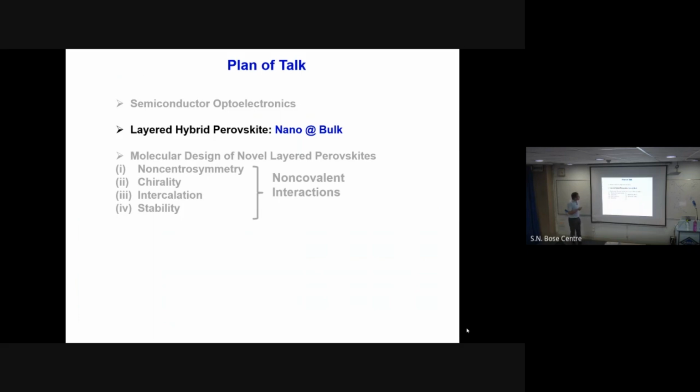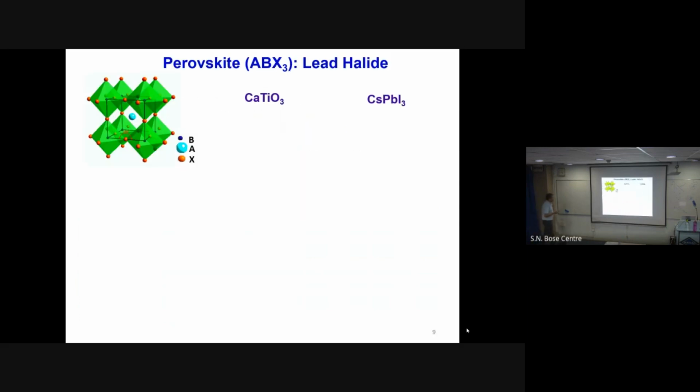Then I come to the next one, the layered hybrid perovskite, and I will explain what I mean in this slide. Probably half of the audience knows this structure. This is the perovskite structure. It started with something like calcium titanate: the titanium oxygen octahedra have a titanium at the center with oxygens around it. These octahedra form a three-dimensional network, and the void that is created is occupied by calcium 2+, which we call the A-site cation. The B-site cation is at the center, and X is at the corners.